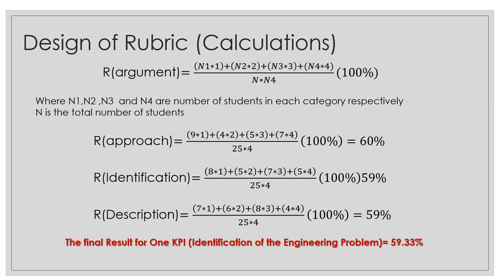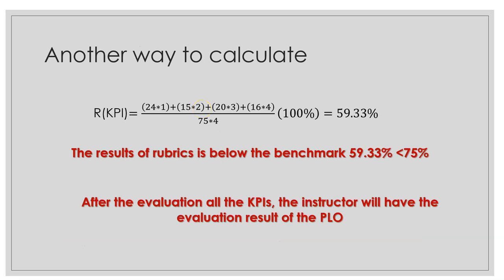So if we calculate for the first argument, approach, we get 60%, for identification 59%, and for description 59%. If we take the average of all arguments, we will have the result of the rubrics for the first KPI for the program learning outcome. We can also calculate the same using another way. We sum the students in every category for all arguments, multiply by weights, and divide by 75, which means 25 for every argument. Because we have three arguments, the total of students, 25, multiplied by 3 gives 75, multiplied by 4 gives 300, and we will have the first result.